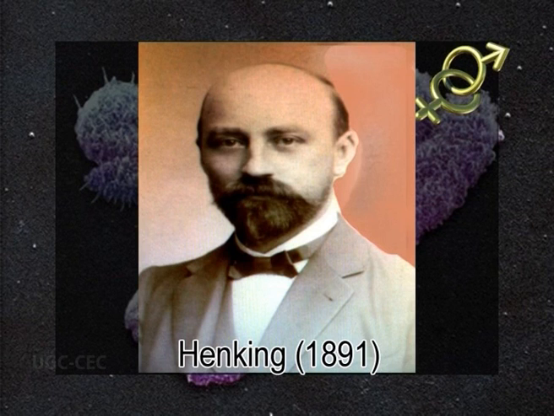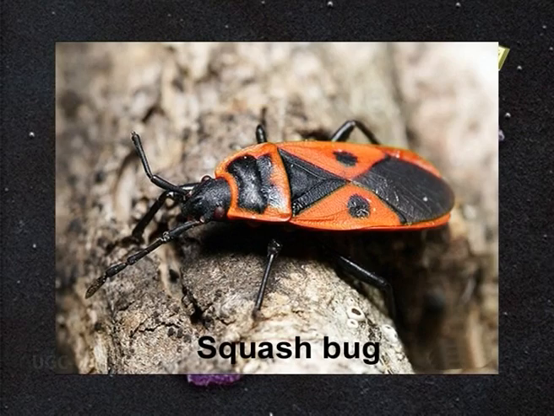A German biologist, Henking, in 1891, while studying spermatogenesis of the squash bug Pyrrhocoris, noted that meiotic nuclei contained 11 pairs of chromosomes and an unpaired element that moved to one of the poles during the first meiotic division. Henking called this unpaired element the X body and interpreted it as a nucleolus.